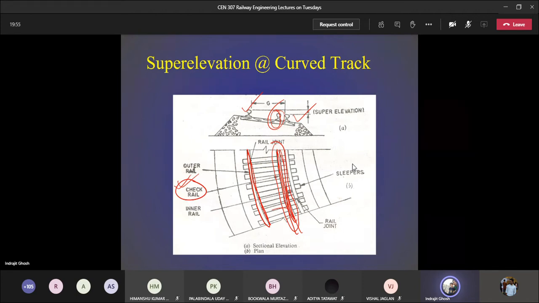So here you can see that the outer rail is raised with respect to the inner rail. Inner rail means the original rail, not the check rail. This inner rail extends from the previous section to the next section, but the check rail, the second inner rail, will only be present where the horizontal curve is present. Super elevation or cant is nothing but the height difference between the outer rail and the inner rail, the original rail, not the check rail. And this is the gauge.